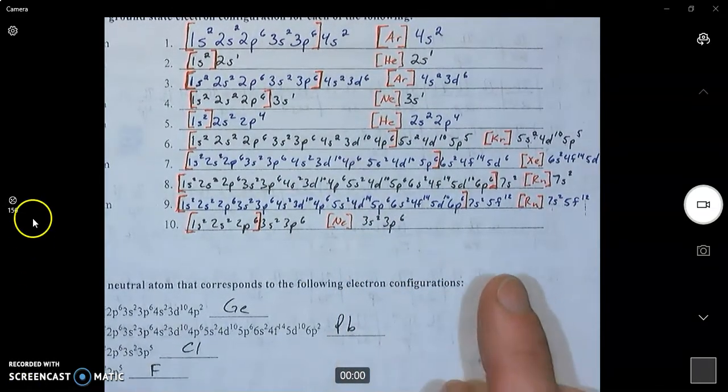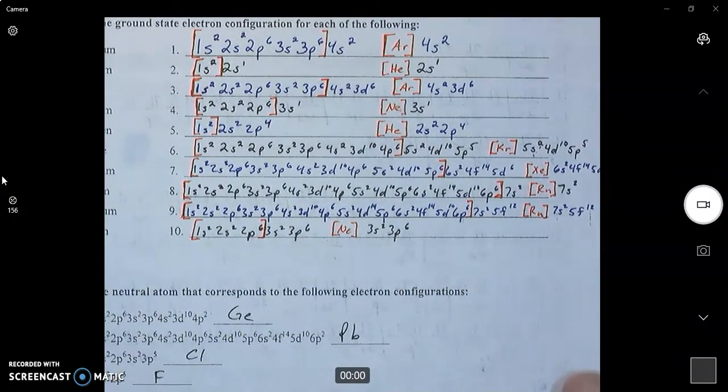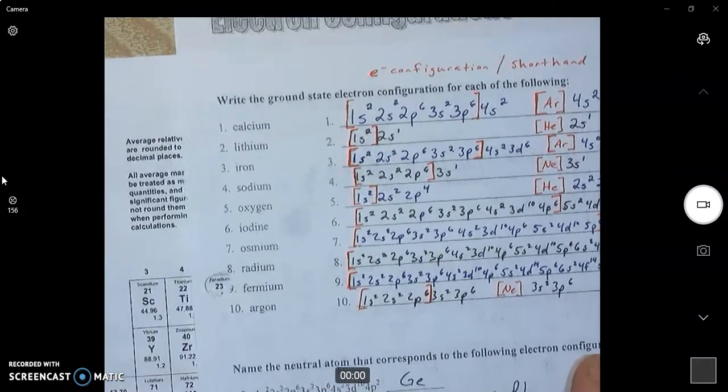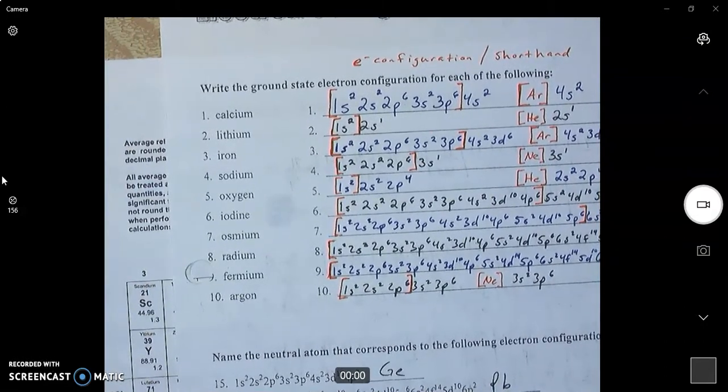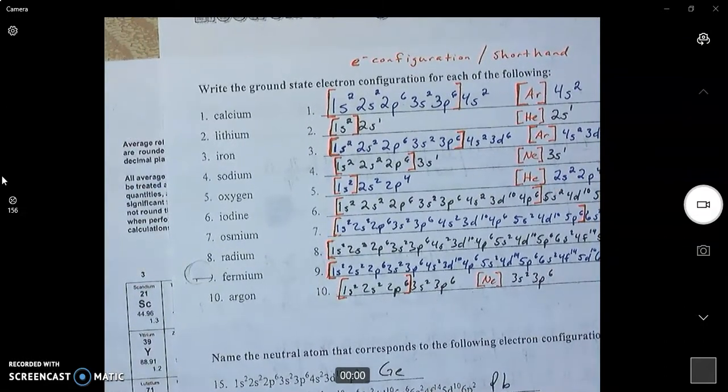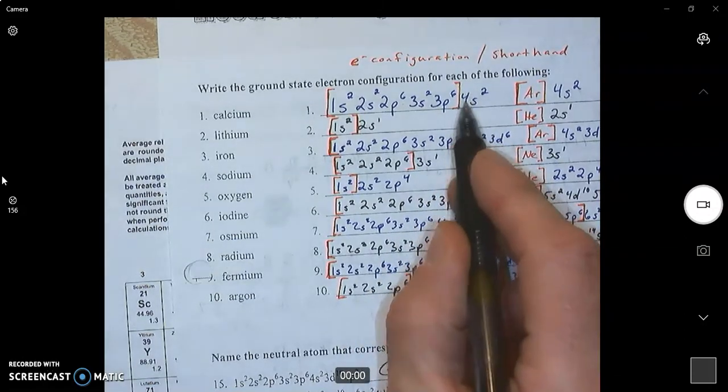Now, the next thing that we were asked to do was to figure out the valence electrons. So those would be those that have the highest number out front of the letters.